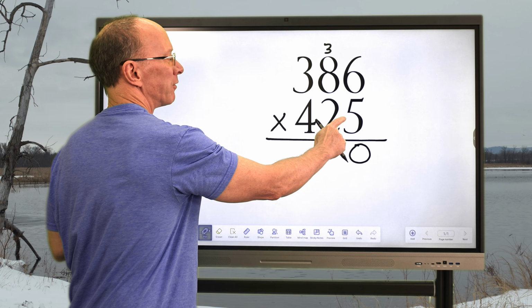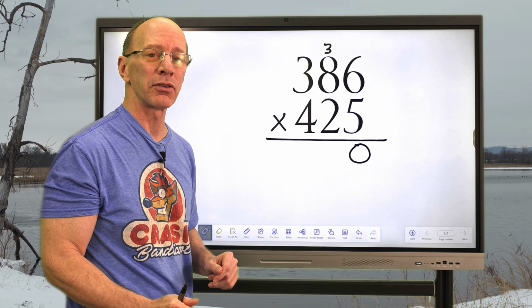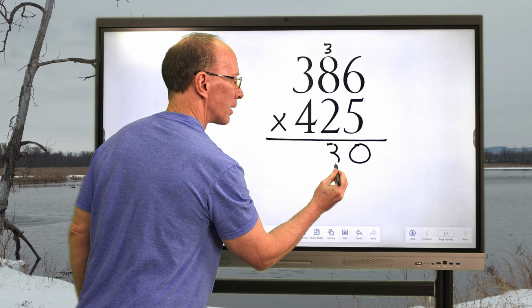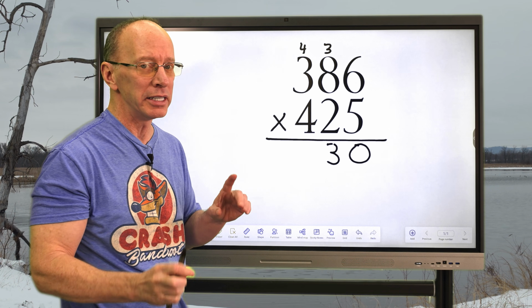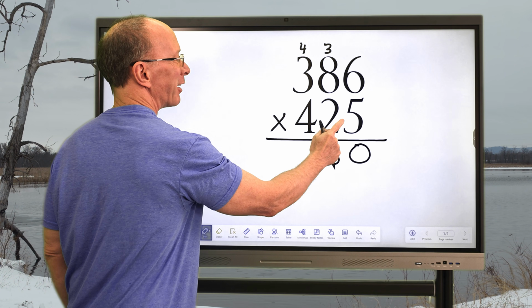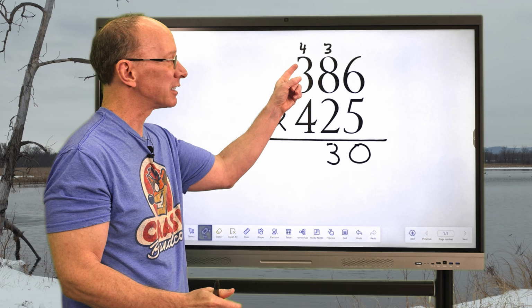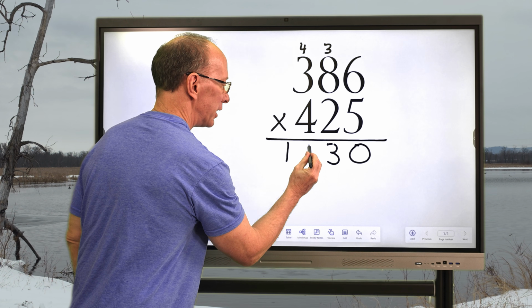All right, so let's take 5 times 8. 5 times 8, 40. Now plus the 3, 43. So go ahead and put the 3 right here and put the 4 up there. And we're going to add that in a little bit. Not yet, but in a little bit. So now we're going to take 5 times 3 equals 15, 16, 17, 18, 19. So go ahead and put the 19 right here.